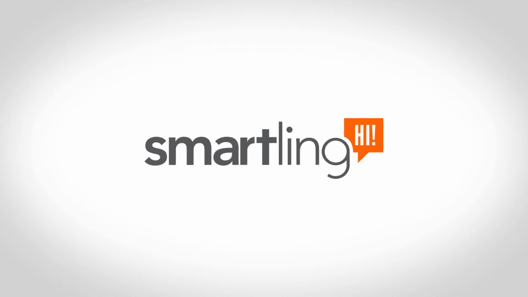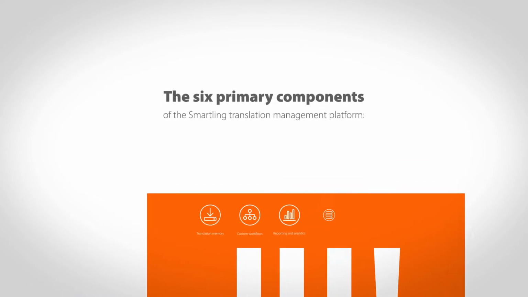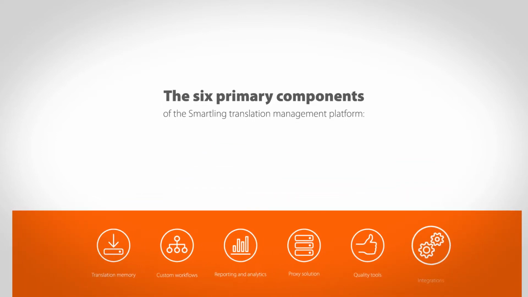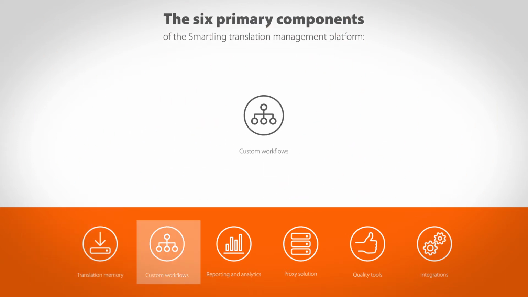Hi, welcome to Smartling. I'm going to take you on a quick product tour and show you the six primary components of the Smartling Translation Management Platform. Translation memory, custom workflows, reporting and analytics, the proxy solution for websites, translation quality tools, and integrations.